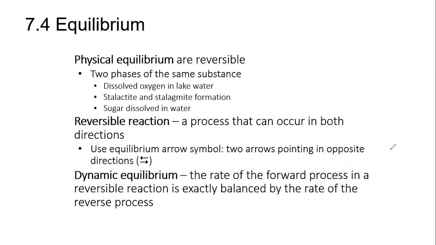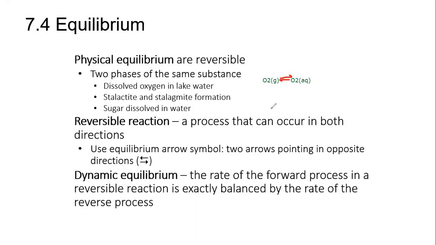So, for example, if we look at some types of equilibrium processes, we have dissolving oxygen in lake water. So we have O2, which is a gas, going to O2 aqueous, and we have the double-headed arrow. When you see this double-headed arrow, it means something is reversible. So when oxygen goes into the lake water, there's also some oxygen coming back out of the lake water at equilibrium.